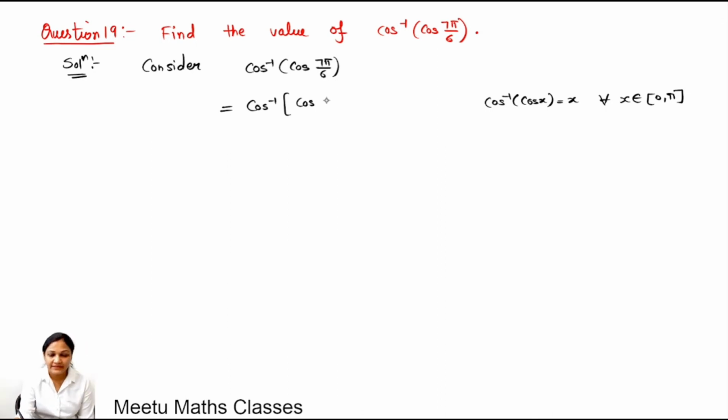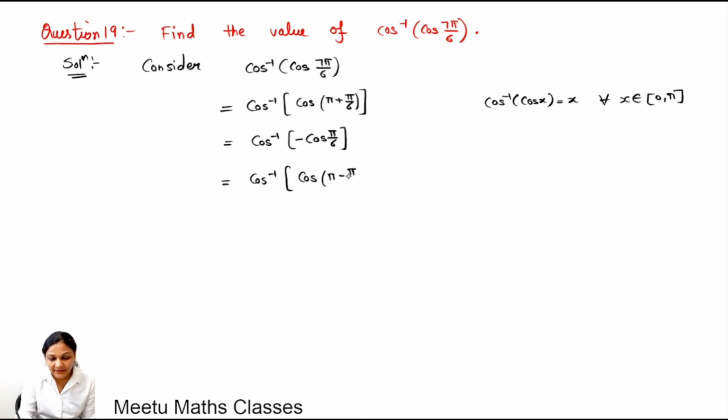We can write 7 pi by 6 as pi plus pi by 6. And cos of pi plus theta is minus cos theta. Now negative cos can be written as your angle must be in the second quadrant. So you can write this as pi minus pi by 6, and pi minus pi by 6 is equal to 5 pi by 6. And now 5 pi by 6 lies in the closed interval 0 to pi, hence invertible, and your answer is 5 pi by 6.